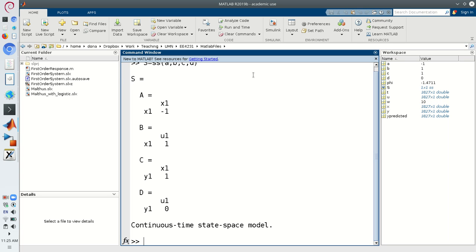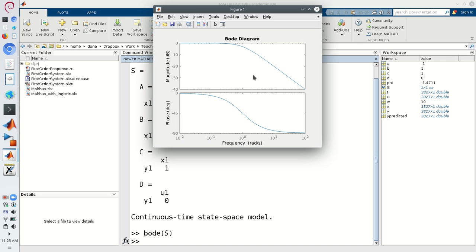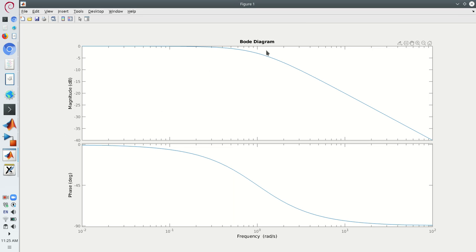So now I have this object S, and this object S can be manipulated with many functions in MATLAB designed specifically to manipulate systems. One of these functions, you can guess, is bode. So if you type bode S, that's what we are going to get in a second. This is the Bode diagram, and as I told you before, for the magnitude that we have here, we have this kind of behavior.